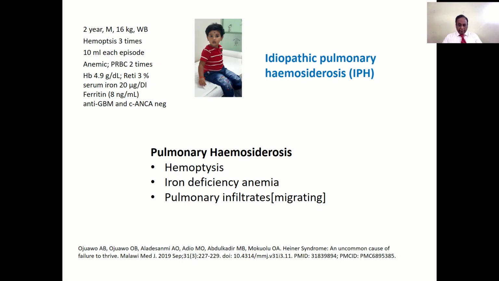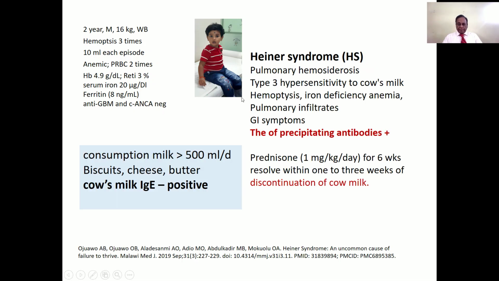And to our surprise, when I went into the history, the child used to consume a lot of milk. The child literally lives on milk and milk-related products, particularly biscuits, cheese, butter, and consumes more than 500 to 700 ml of milk per day. So we thought, why not go for precipitating antibodies, that is cow's milk protein precipitating antibodies. It was found to be positive.